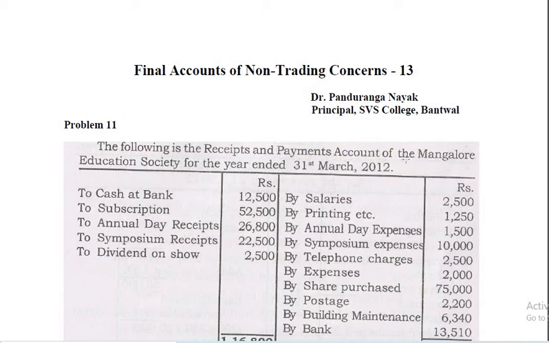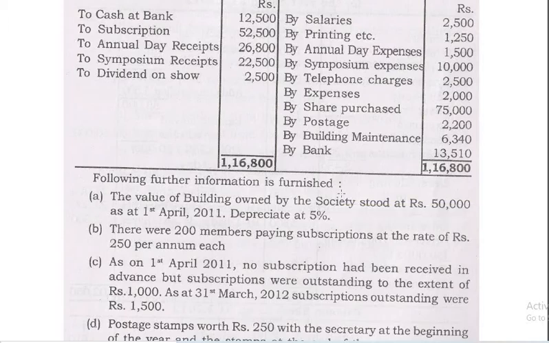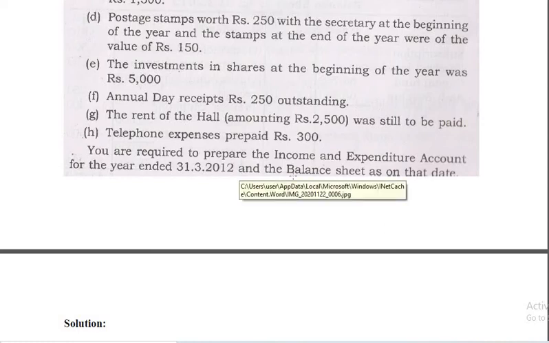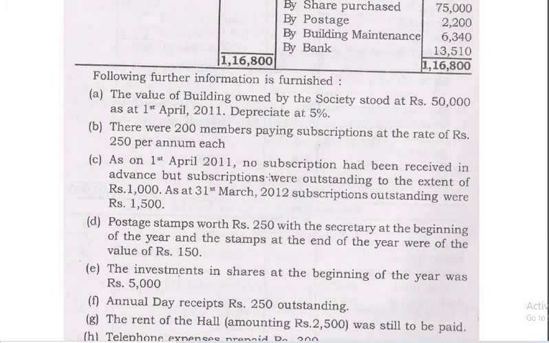In this problem, the receipts and payments account of Mangalore Education Society for the year ended 31st March 2012 is given, and additional information is also provided. Based on this, you have to prepare the income and expenditure account for the year ended 31st March 2012 and also a balance sheet as on that date. Let us go through the adjustments or additional information first.